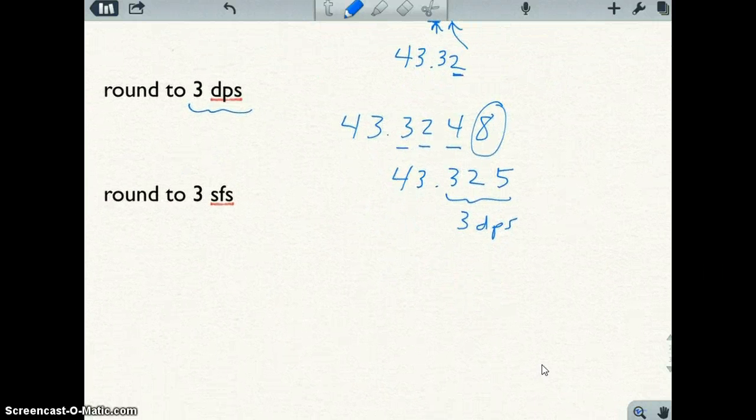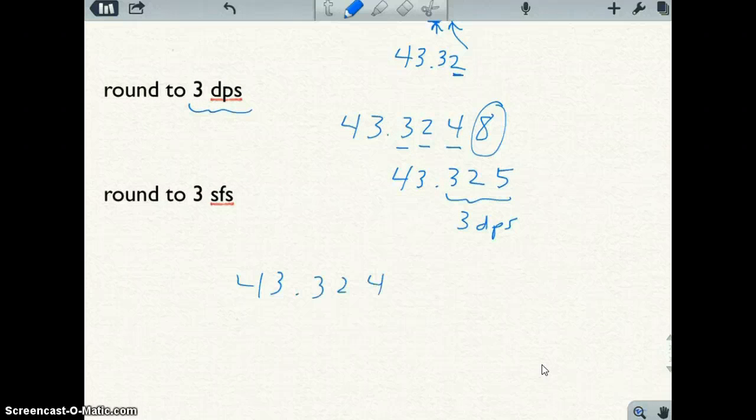Now we're going to round to 3 significant figures, okay? So we're going to have 43.3248. 3 significant figures would be there, there, and there. When we count significant figures, we always need to start with the leftmost, okay? So we have 3 significant figures. We want the number to be either 43.3 or 43.4. What's going to determine whether it's going to be 0.3 or 0.4? It's going to be this number here. And 2 is less than 5, so the 3 is not going to change.